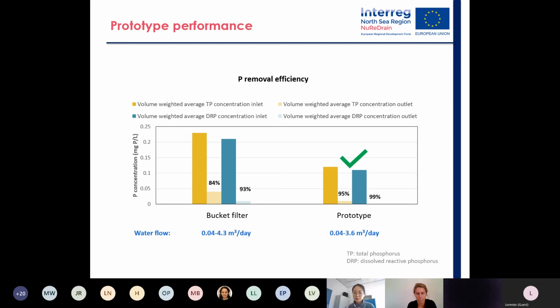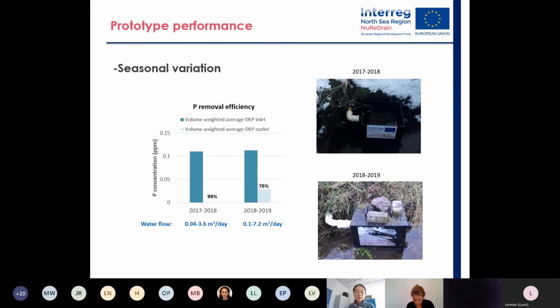You see the performance of the prototype was more robust. Even with such a low P concentration, it still worked very well. One of the prototype filters was installed for 2 drainage seasons, so we could evaluate the long-term performance of the filter in season 17 to 18 and season 18 to 19.